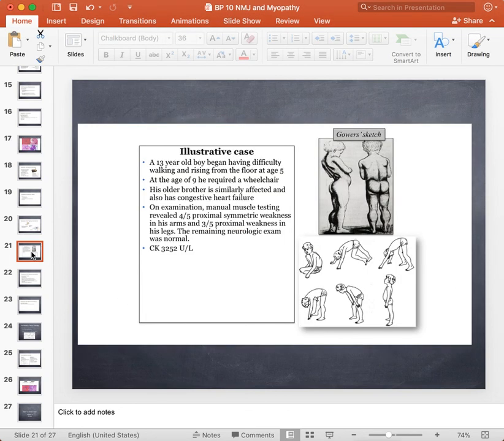Here's an illustrative case, and we'll get a little into the Gower sign. You have a 13-year-old boy who started having difficulty walking and rising from the floor at age 5. By 9, he required a wheelchair, so there's a progressive nature to this. He's worsening. He has an older brother who is also affected and also has congestive heart failure. That's something key to point out. When you examine this person, you have 4 out of 5 proximal symmetric weakness in the arms, 3 out of 5 proximal symmetric weakness in his legs, with a remaining normal neurological exam. And the CK, the creatine kinase, is in the thousands, which is abnormal.